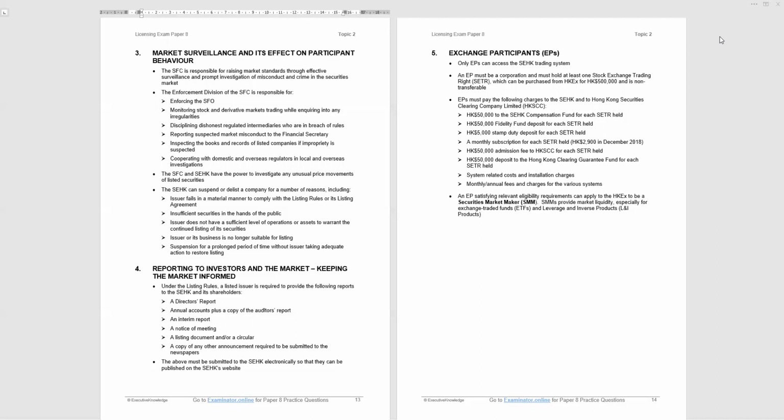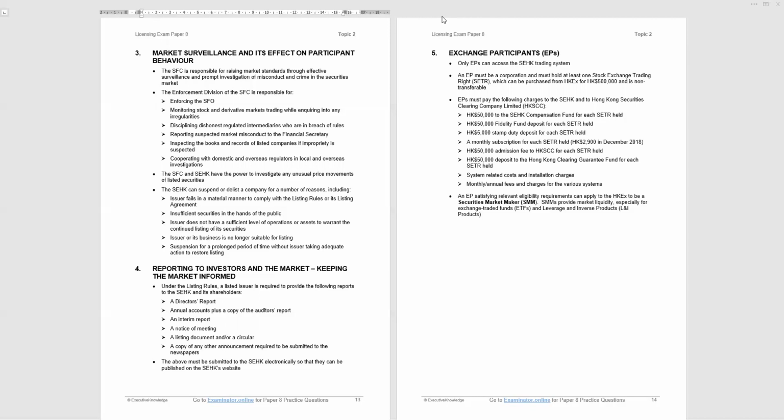Those 2 points, a very high chance of being examined. And then we've listed all the charges that you have to pay as an exchange participant. Not examined that regularly. Okay, we're at the end of topic 2.